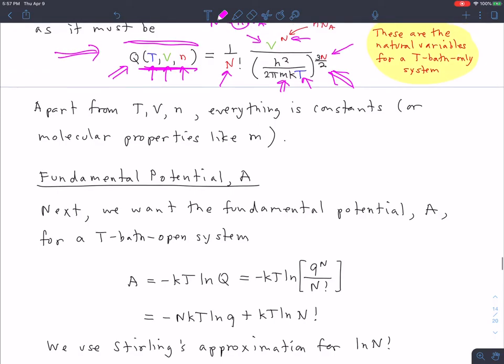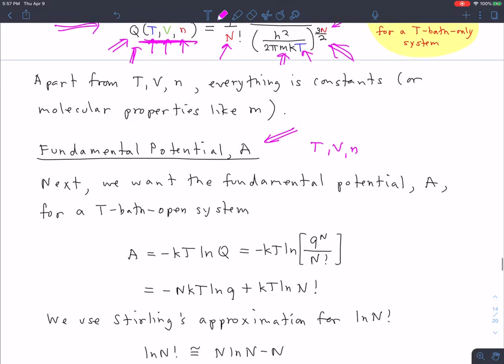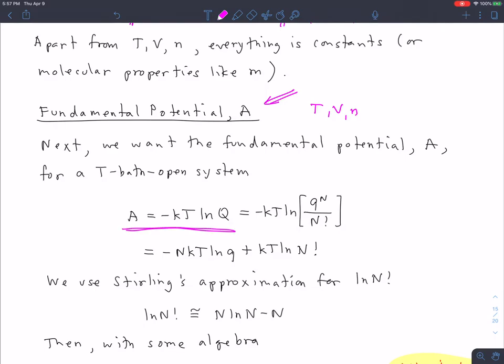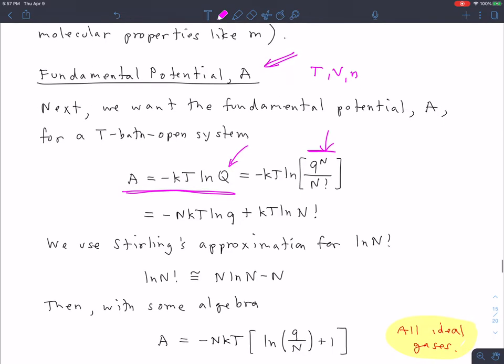What do we do next? Very first thing you should always do when you have something like this is calculate the fundamental potential for the system in question. So for a TVN system, a T-bath open system, the fundamental potential is the Helmholtz potential. All we have to do to calculate that is take minus kT times the logarithm of the Q that we already have. That means plugging in the molecular Q to the Nth power divided by N factorial. And then doing algebra, the next step in the algebra gets you this.